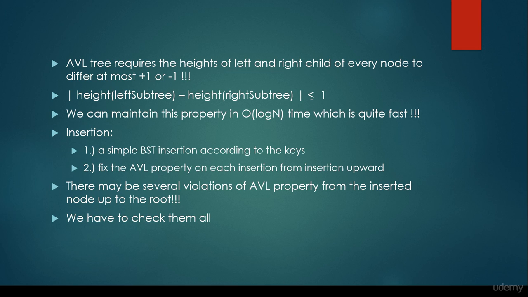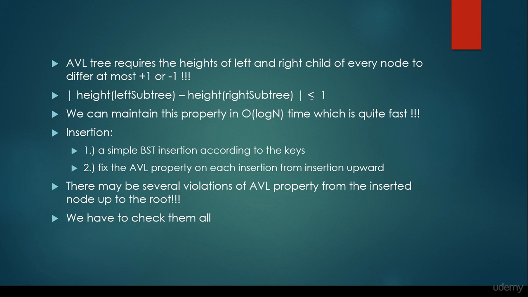If it's smaller or equal to 1, it means that the binary tree is balanced. If it's greater than 1, it means that we have to rotate it, we have to make it balanced again. So we can maintain this property in O(log n) time, which is quite fast. The overall logarithmic time complexity is not going to be violated. So what about the insertion?